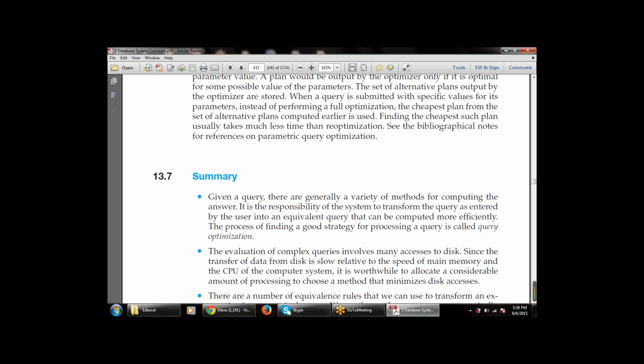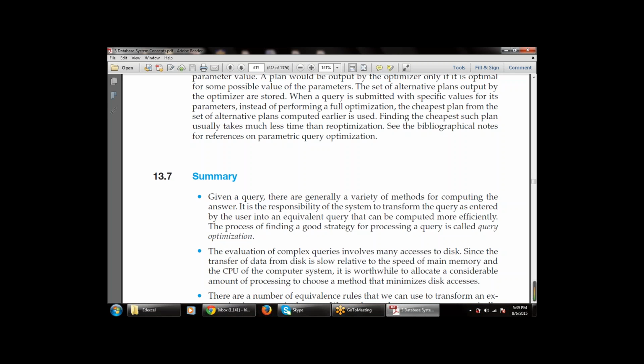But the best alternative method that is required is known as query optimization. So the process of finding a good strategy for processing a query is known as query optimization. The next point is that the evaluation of complex queries involves many accesses to the disk.